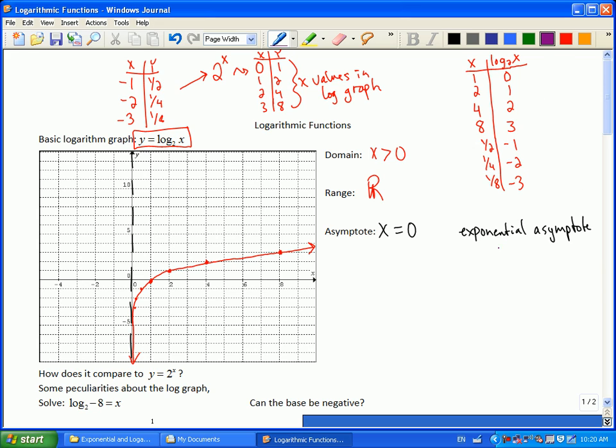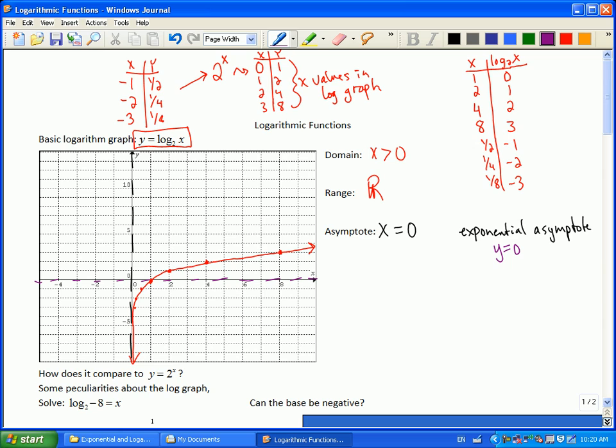I'll do it in purple. It's at y equals 0. Normally it would have been here. Now that I'm going to the inverse graph, all the x and y values switch, so the asymptote is also switched. That's why you find it at x equals 0. Okay, hopefully that was clear.